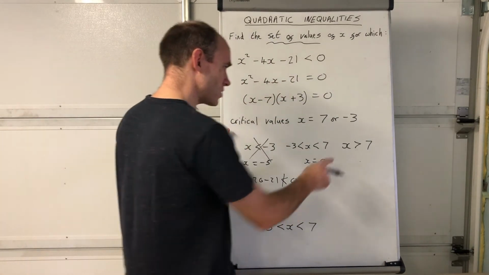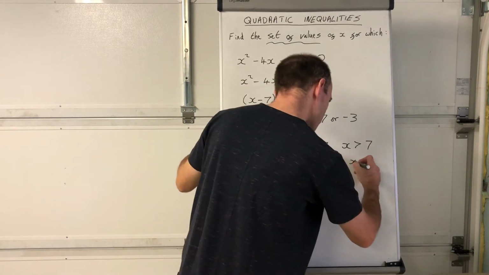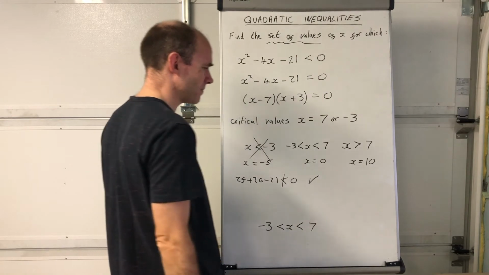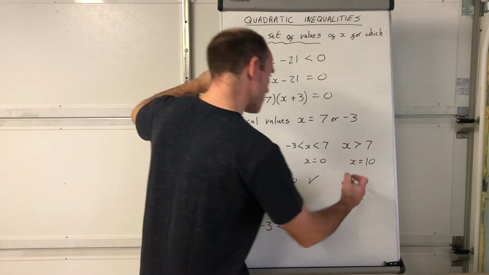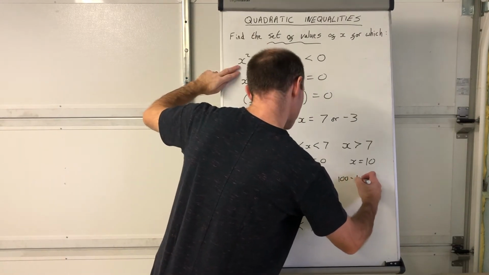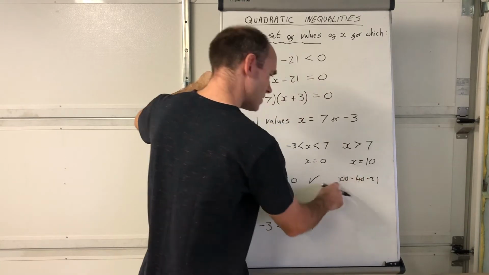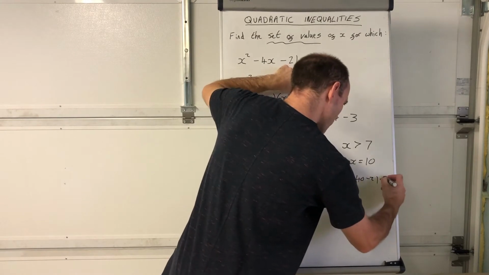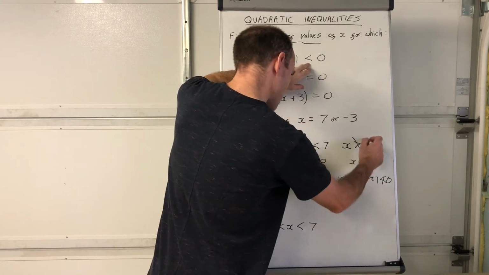Then try a number that's greater than 7. I usually go for nice round values. In this case, like x equals 10. Put it in here. So write down 100, subtract 40, subtract 21, that's 60, subtract 21. Is that less than 0? No, I don't think so. That's not less than 0, is it? So that's not a possibility either.